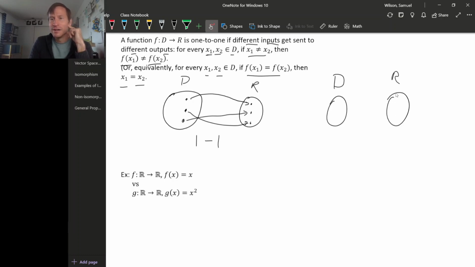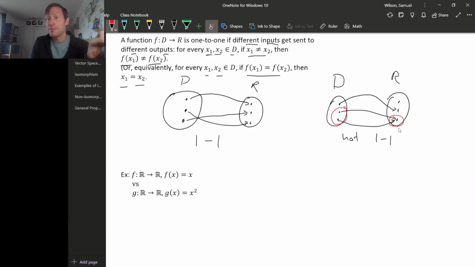But if we wanted to see what it would look like for a function to not be one-to-one, we would have to have two different outputs going to the same input. Sorry, that's backwards. Two different inputs going to the same output. So say, this is not one-to-one, because right here we have two distinct inputs that go to the same output, which violates this statement here. So that means this function is not one-to-one.